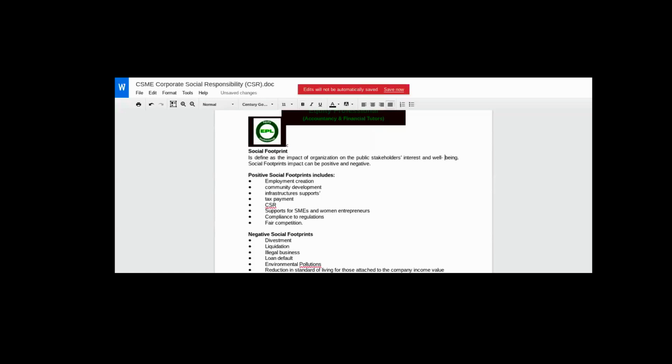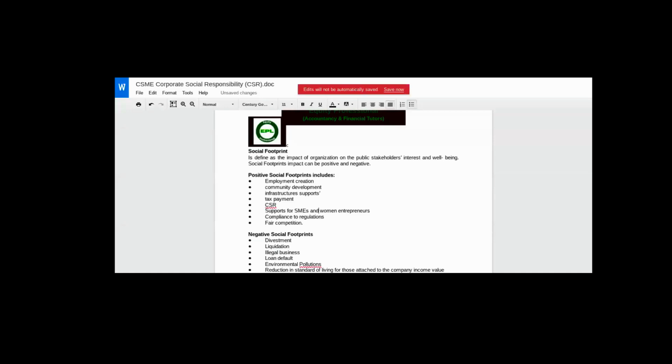And we must know that this social footprint can be divided into 2. We have positive social footprint, which is the best, and we have negative social footprint. Positive social footprint comprises the following: 1, employment creation; 2, community development; 3, infrastructural support; 4, tax payment; 5, CSR; 6, support for small and medium-scale enterprises and women entrepreneurs.